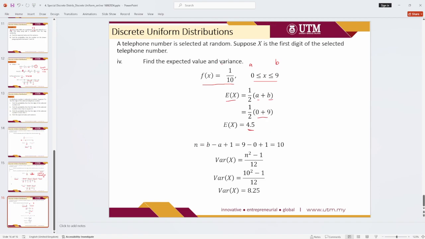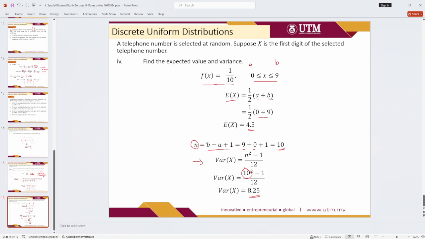Okay, and then to find the variance, we're using this formula, n squared minus 1 over 12. So we just need to find n. How to find n? Either you use this formula, which is b minus a plus 1. So b is 9, a is 0, and then you plus 1, so you get 10. Or you just count how many possible values there are in x: 0, 1, 2, 3, 4, 5, 6, 7, 8, 9. So you have 10 different values. So just input n here, and you get 10 squared minus 1 over 12, so you get the variance of 8.25.